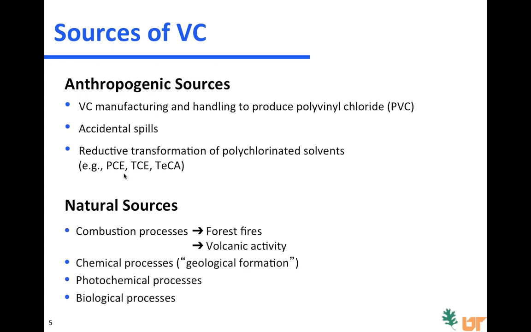I also want to point out that there are natural sources of vinyl chloride and other halogenated organic material. So combustion processes like forest fires, volcanic activity, chemical processes, photochemical processes, and also biological processes can contribute to the formation of halogenated organic compounds, including vinyl chloride. And I'll give you a few more specifics in a little bit.